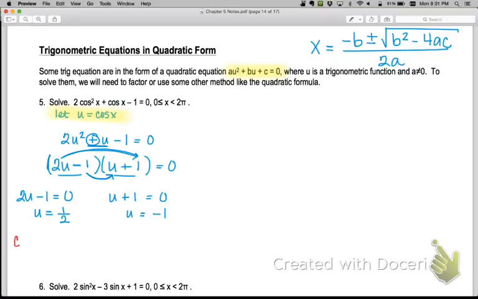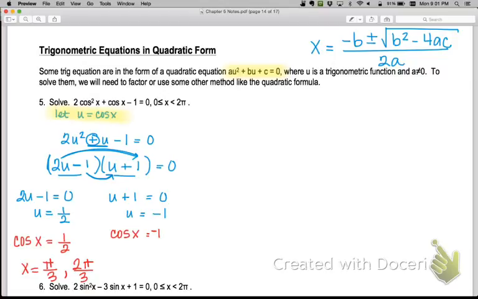So I want to know, where does the cosine of x equal 1/2? And where does the cosine of x equal negative 1? The period for cosine is 2 pi, so we're looking at the entire circle. And so the cosine of x is equal to positive 1/2 at pi thirds. And then if I keep going, also at 2 pi thirds. Remember, cosine is positive in quadrants 1 and 2. So there's 2 of my solutions.